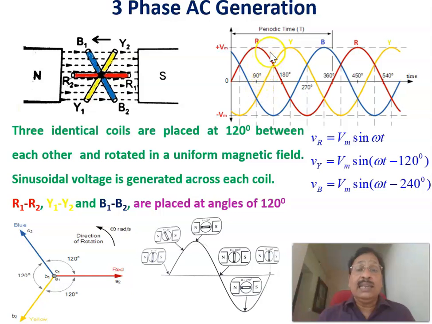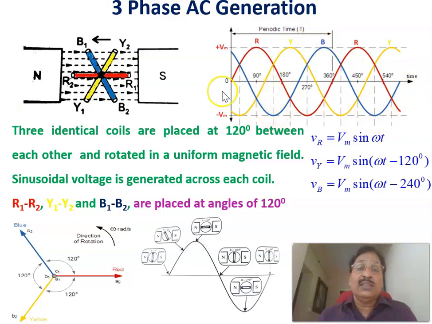Therefore, that is again producing its sinusoidal voltage, but of course it is lagging the red phase by 120 degrees. The third phase, the blue phase, has B1 and B2 as the ends of the winding, and the voltage in that one is lagging the yellow phase again by 120 degrees. Therefore, the B phase is lagging the yellow phase by 120 degrees, and the same sinusoidal voltage is induced.